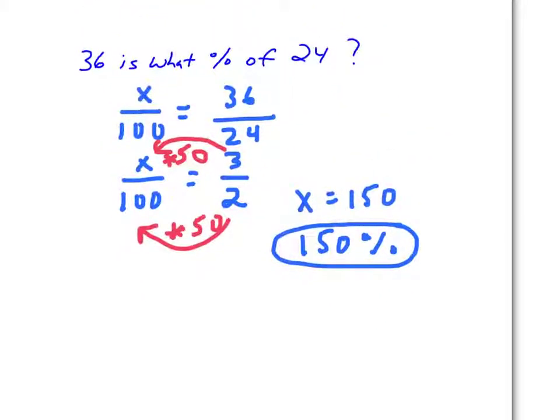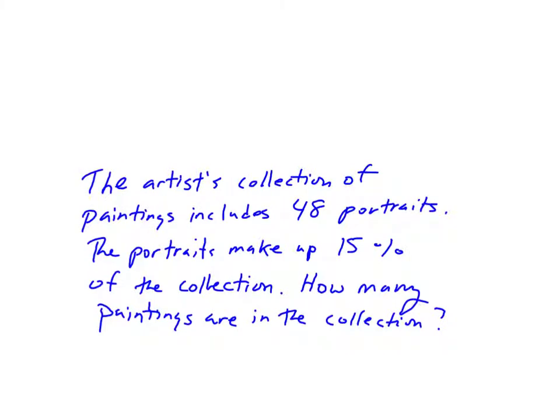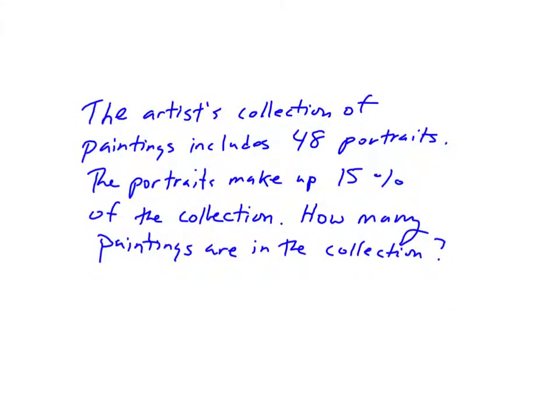Okay, there's nothing else on that page. So let's look at a word problem here. You have the artist's collection of paintings includes 48 portraits. All right. So it's an artist's collection, and the paintings include 48 portraits. The portraits make up 15% of the collection. So how many paintings are in the collection?